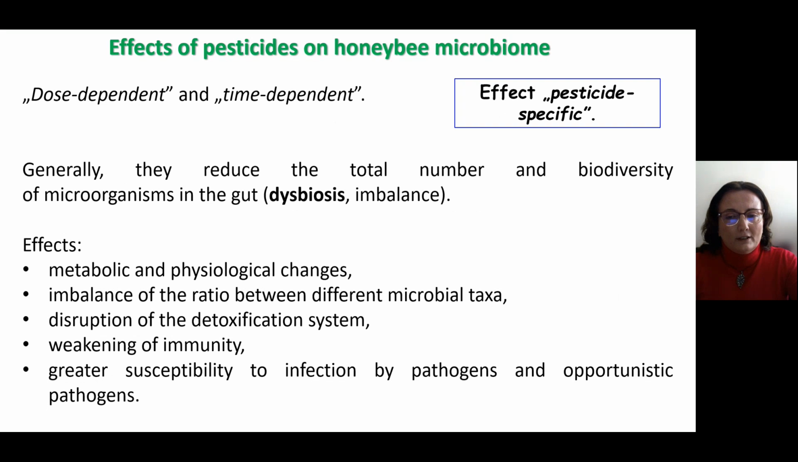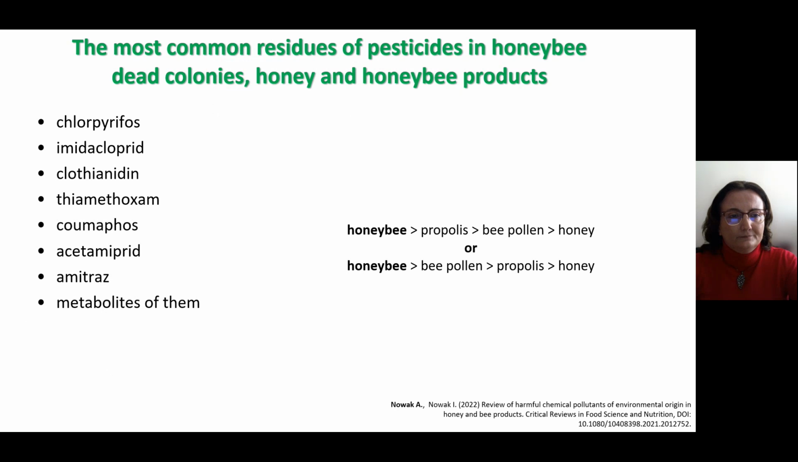In general, we observe the correlation: the higher the dose of pesticide and the longer the time of exposure, the more significant the changes in the microbiota of the honeybee gut and in its body. The varied response is due to the specificity and chemical properties of the pesticide.